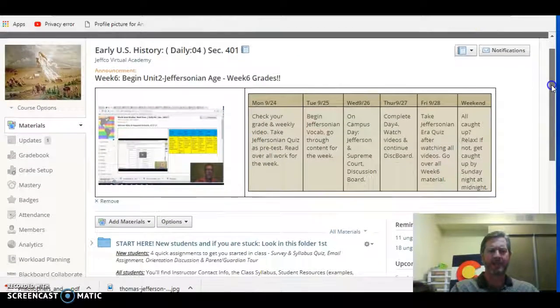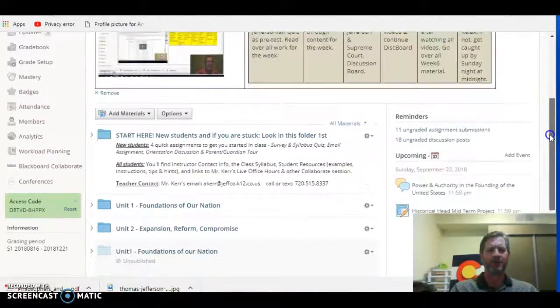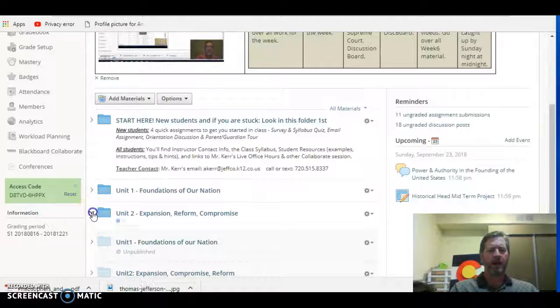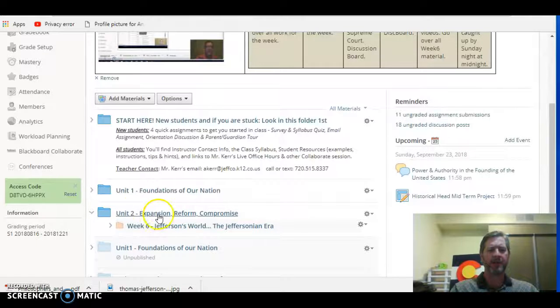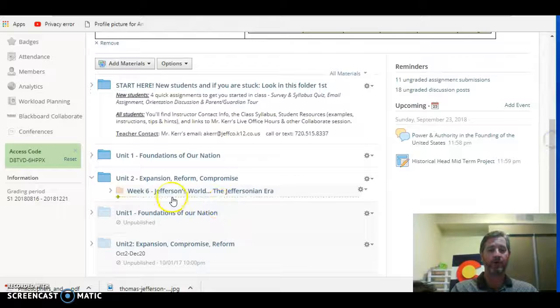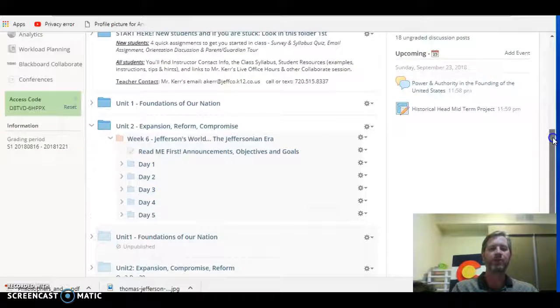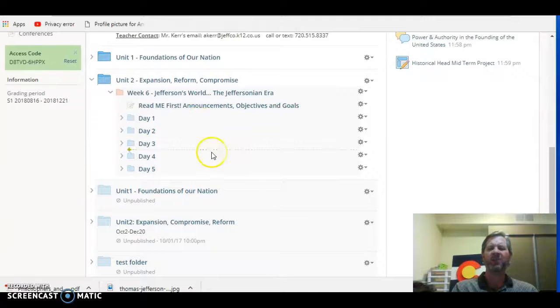Week 6, Jeffersonian age. We'll be talking about Thomas Jefferson. And we are starting a new unit. So instead of going to Unit 1, you'll now be going to Unit 2. We are going to touch back on Unit 1. We'll talk about that more next week. But for this week, we're going to start Unit 2, Expansion, Reform, and Compromise. And we'll talk a little bit about that this week.